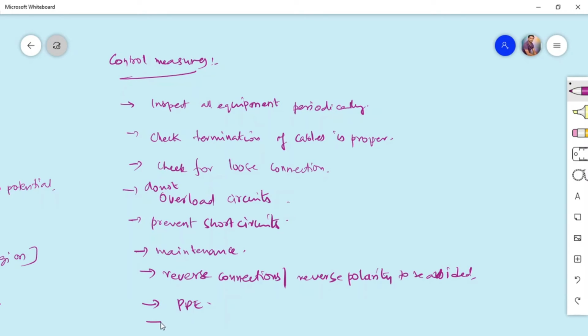And always remember, there is stored energy. The concept of stored energy is, be it mechanical, electrical, chemical or thermal, the energy will be stored. So until and unless it is discharged, there is a potential that we will get a shock. Now if you switch off a TV, there is an LED which will blink for some 10 or 20 seconds. Why is it blinking? Because of stored energy.